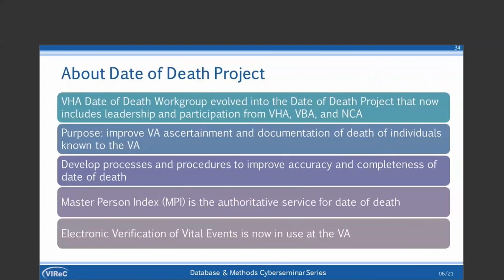Okay, the Date of Death Project. It's very important to understand that this started as a Date of Death work group, and it involved leadership from the three agencies within the Department of Veterans Affairs: VHA, Health Administration, Benefits, and the National Cemetery Administration. Its purpose was to improve VA ascertainment and documentation of death of individuals known to VA. So it's not just those who receive healthcare, but there are many who receive benefits and don't use VA healthcare. So having an overall strategy for assessing deaths across the three administrations is really important.